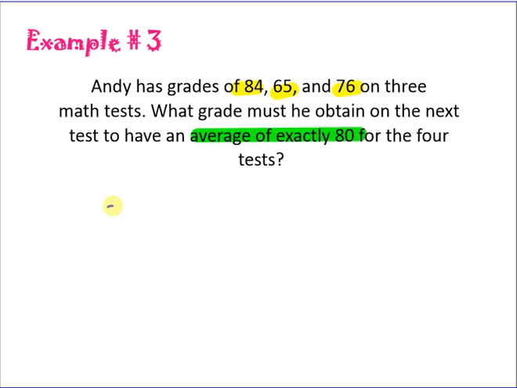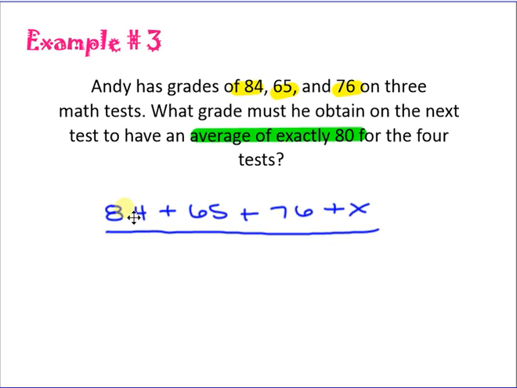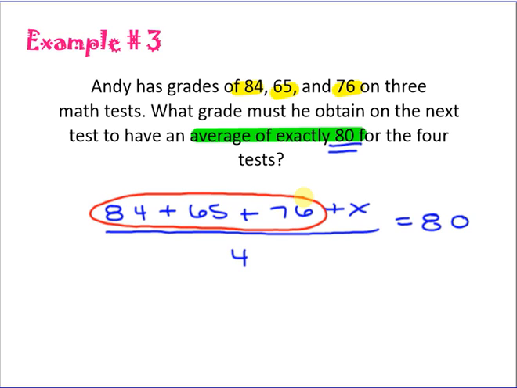Okay, so let's add up our given terms. So 84 plus 65 plus 76, and we always add in x because that's what we're trying to find. Then we divide by how many terms we have. 1, 2, 3, 4. And we set it equal to the mean, which is 80. Next, we're going to simplify our numerator. So we're going to do 84 plus 65 plus 76. And that's going to give us 225. Plus x, still divided by 4, still equals 80.